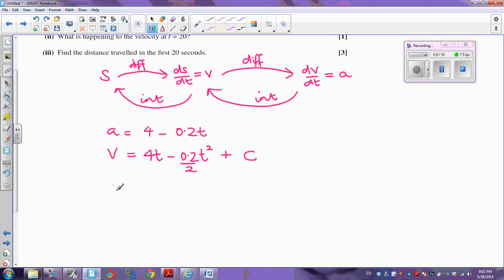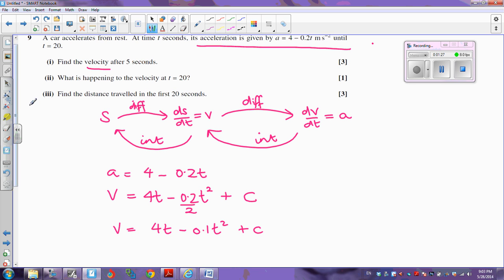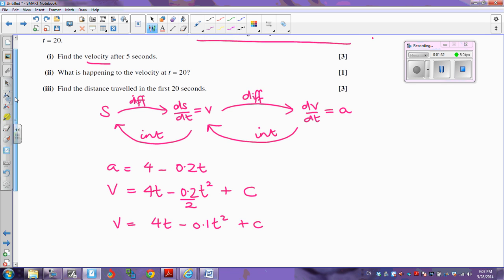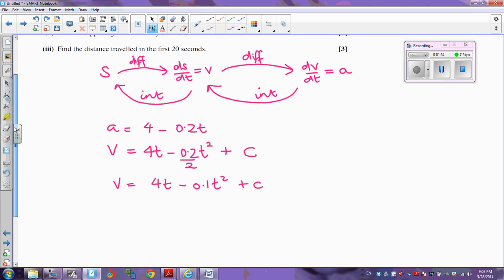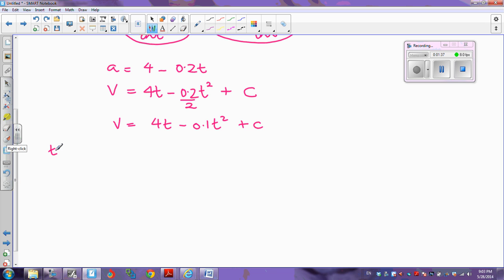So if I just simplify that, that's the same as writing that v is equal to 4t minus 0.1t squared plus c. And we need to find out what c is, otherwise there are just too many unknowns. Now we're told that the car accelerates from rest, which means that when t is equal to 0, the velocity is actually 0. So I can put t equals 0, v equals 0 into this. So 0 equals, well, that's going to be 0, that's going to be 0, and there we're going to have c. So c has to be 0. So the velocity is simply 4t minus 0.1t squared.